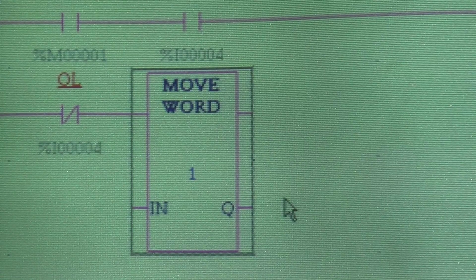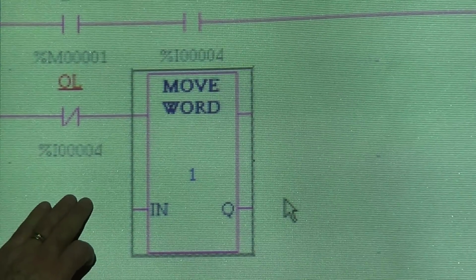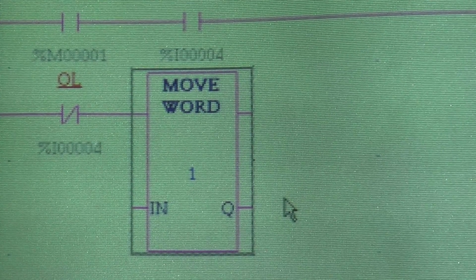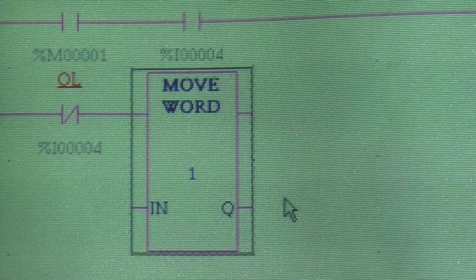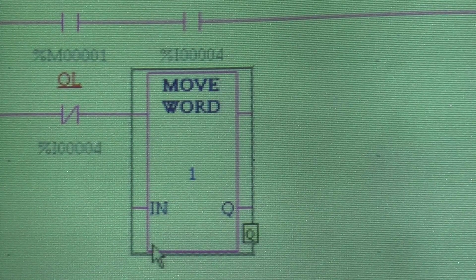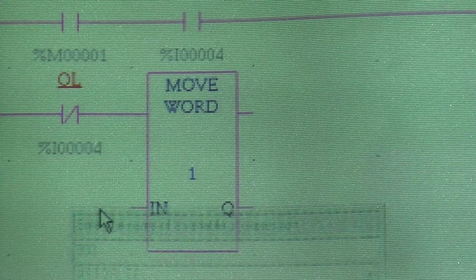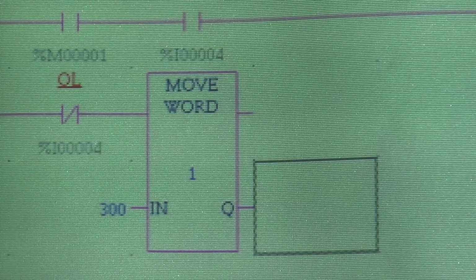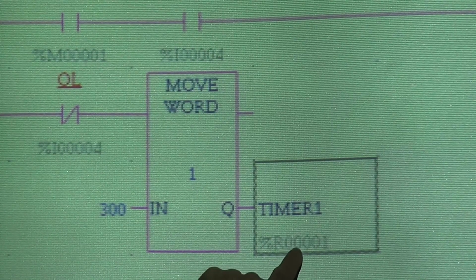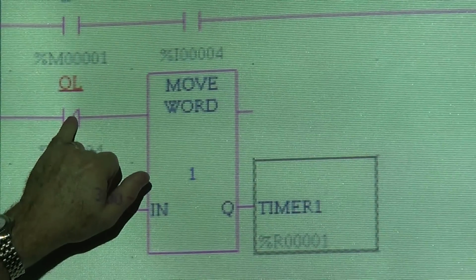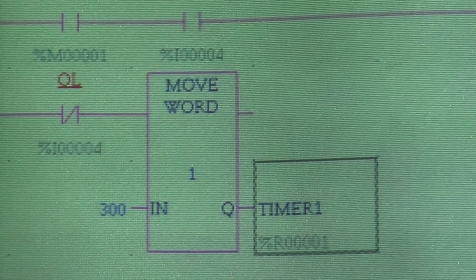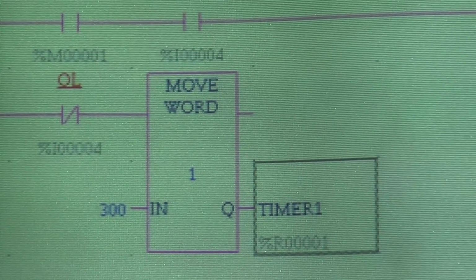So. Okay. Now, I can put a constant here, but I know I'm working with timer one, and that the PV is my second register of the timer. Let me first put a constant here. Okay, I'm going to put 300 and I'm going to put the result in timer 1, register 1. Okay, so when this trips, it will do a move word of 300 right there into the CV, and the off-delay timer will be shut off.